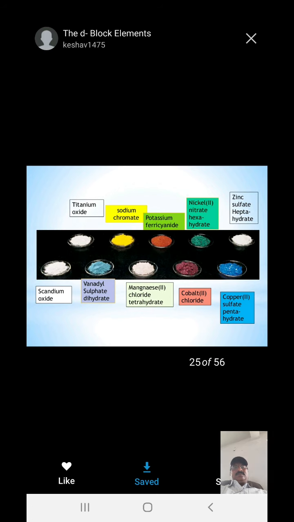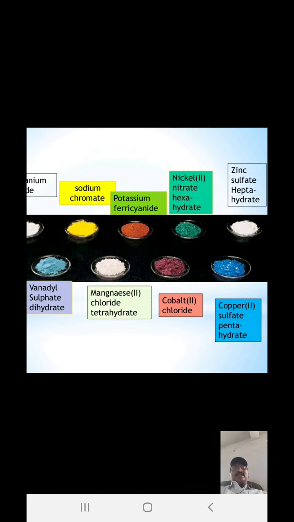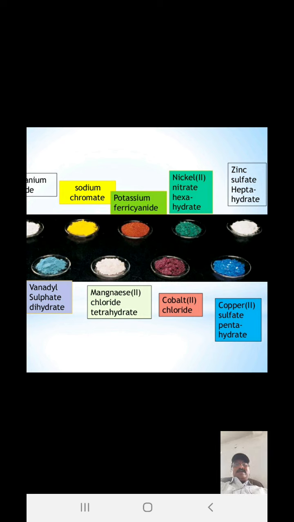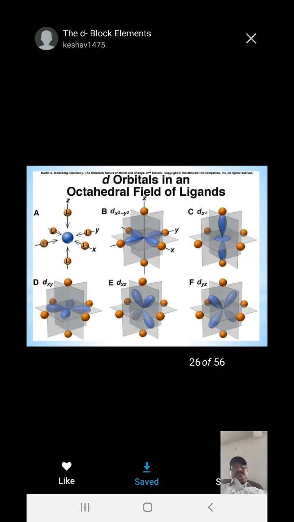See here, I am showing copper sulfate, it is in blue color, cobalt chloride, see here, manganese chloride, all are colored salts. What is the reason for these colored salts? Reason is that the elements which contain unpaired electrons in their d orbital show color properties. Whenever the atom contains unpaired electrons in its d orbital, the electrons are excited from a lower energy level to a higher energy level.